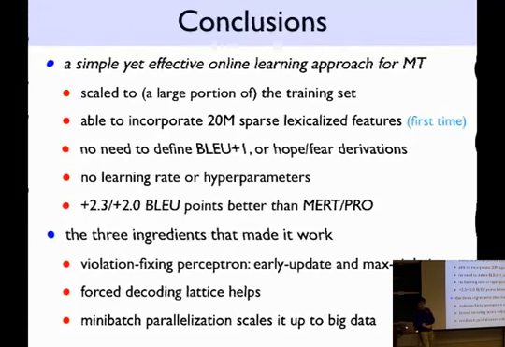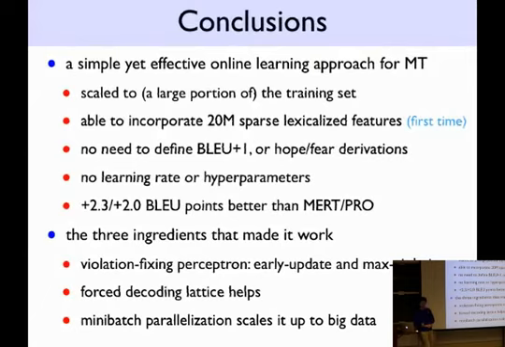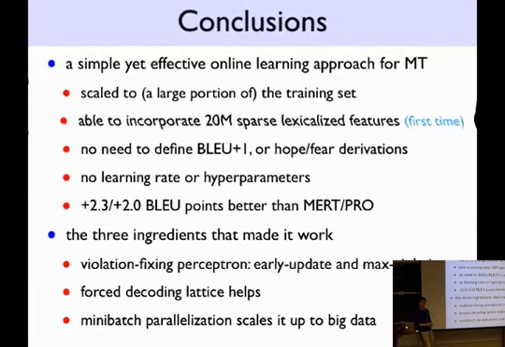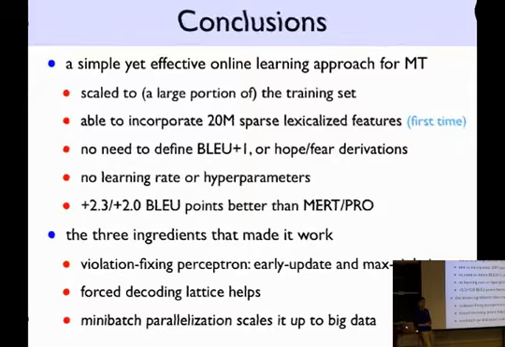And the 3 ingredients that made it work are, first of all, violation-fixing perceptron, early update and max violation update. And second, the forced decoding lattice helps. In some previous work, like Percy Liang's work, they argued that the reason it didn't work is because the forced decoding lattice has some bad derivations in it. He attributed the failure to some forced decoding derivations being wrong, in the sense that they use some bad rules to get a good translation.